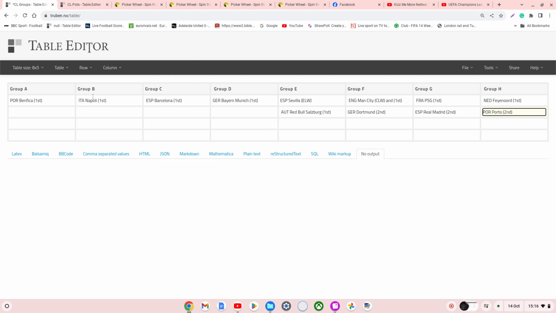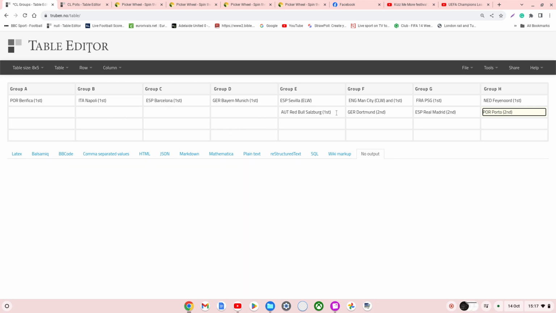Lazio. Obviously they can't be in Group B because of Napoli, and they can't be on the left-hand side. One of the teams has to be replaced. Salzburg is the only team that can be replaced, because Dortmund can't be on the left because of Bayern, Real Madrid can't be on the left because of Barcelona, and Porto can't be on the left because of Benfica. So it's gonna have to be Salzburg.